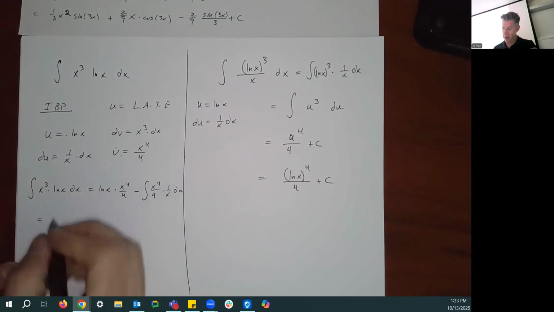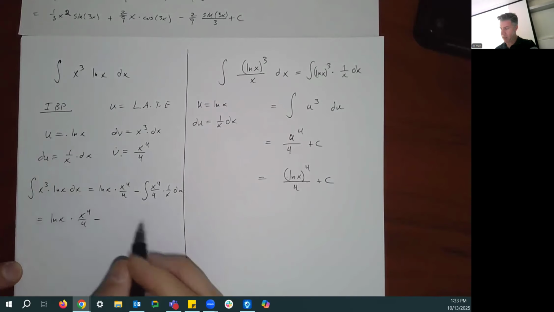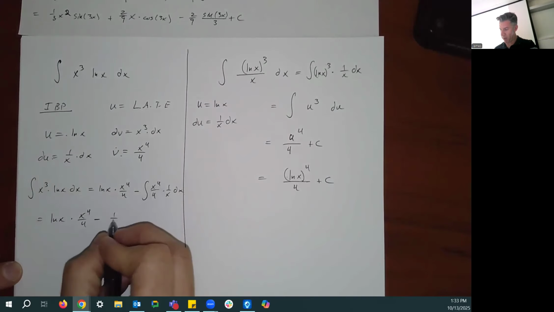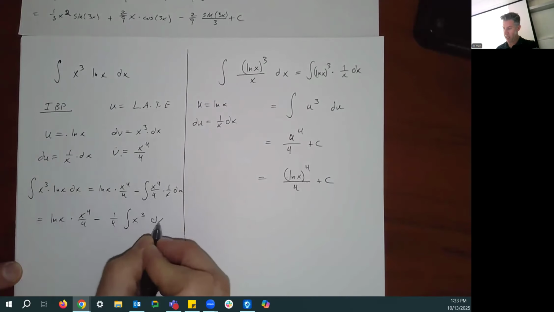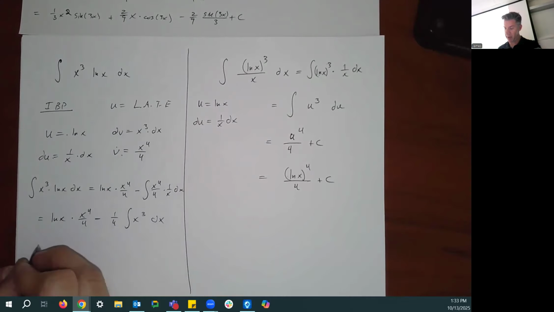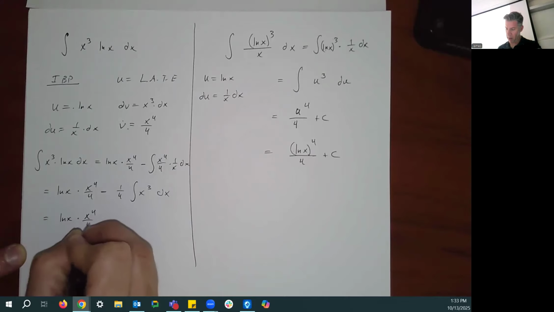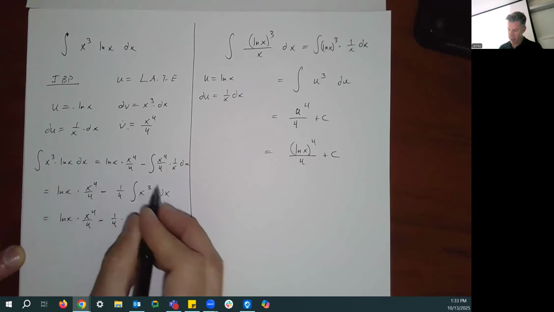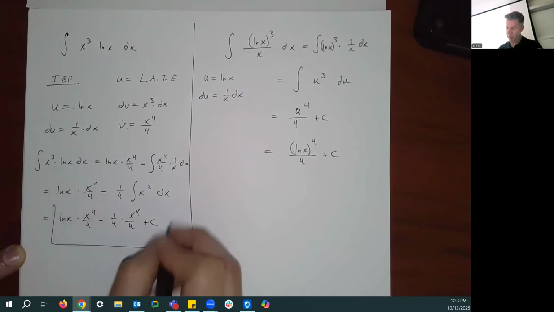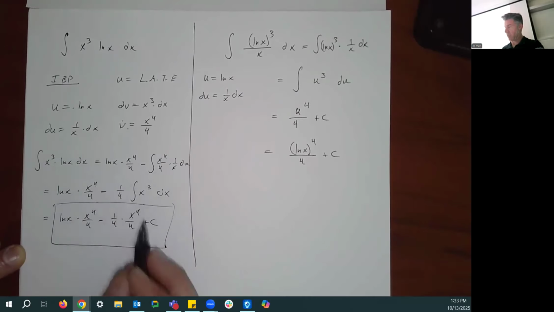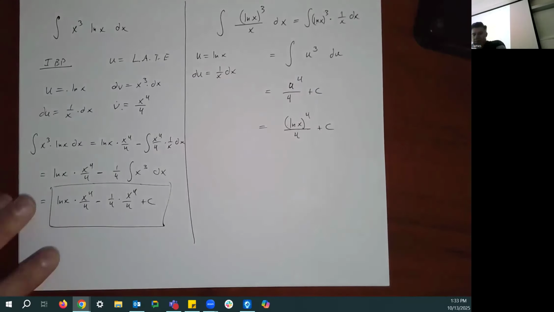We have to simplify. We get the natural log of x times x to the 4th over 4 minus, and the 1/4 can come out in front of the integral, and x to the 4th divided by x is x to the 3rd. And now we are definitely capable of anti-differentiating that, getting the natural log of x times x to the 4th over 4 minus 1/4 times the integral of x cubed, which is x to the 4th over 4. If I was simplifying that, I'd rewrite this part as x to the 4th over 16. But we're pretending we're not going to simplify because we're taking an exam, and we don't have to simplify.